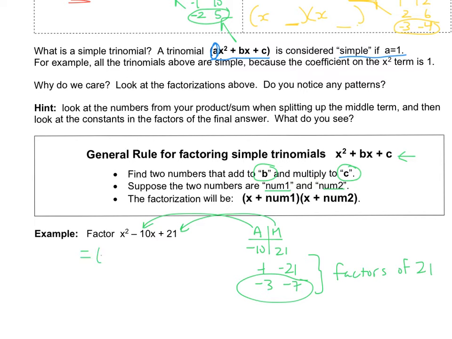So my factored form for this should be x take away 3 multiplying x take away 7. Or it could be x take away 7 multiplying x take away 3. Doesn't matter which of the two factors comes first.